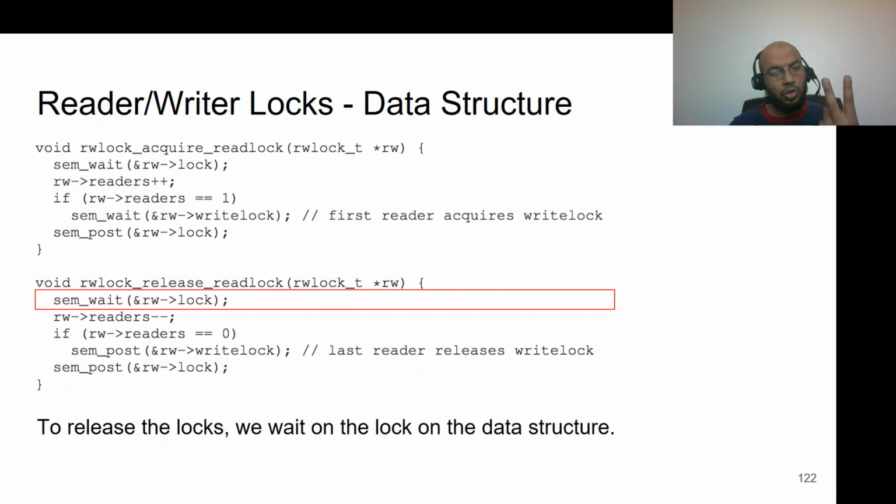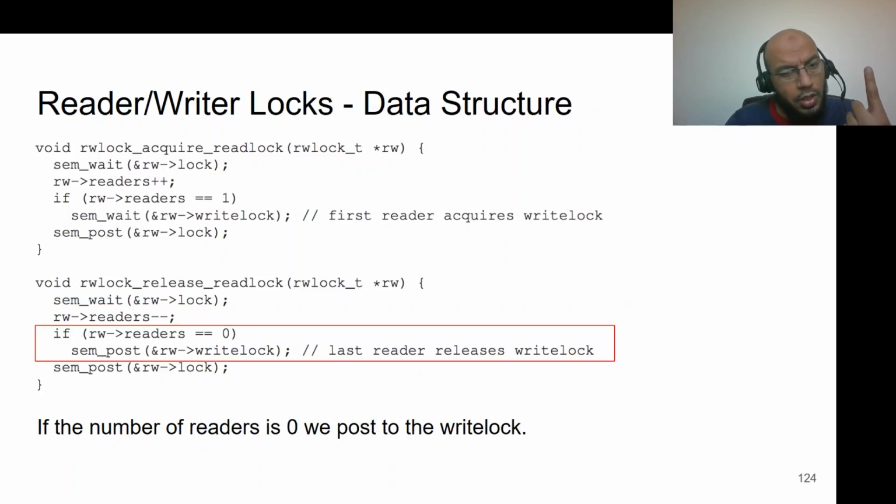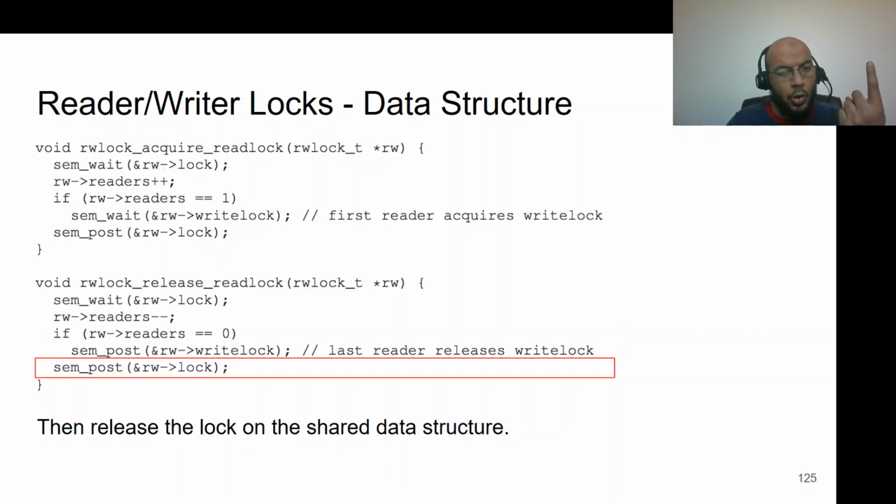Now there are 2 readers in my system. One of them wants to exit, calls release read lock. Again it acquires the general lock that allows it to change the number of readers, and decrements readers. So now there is 1 reader. Was it the case that I was the last reader? No, there is 1 remaining, so I'm going to skip releasing the write lock, and I'm going to post the other lock, allowing other readers to decrement the number of readers.